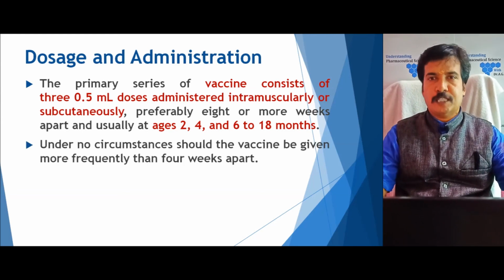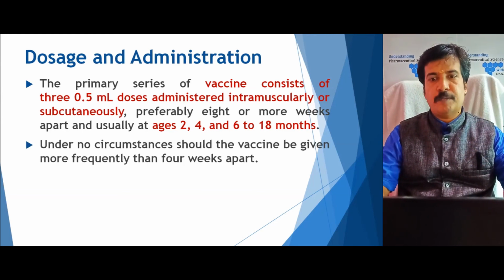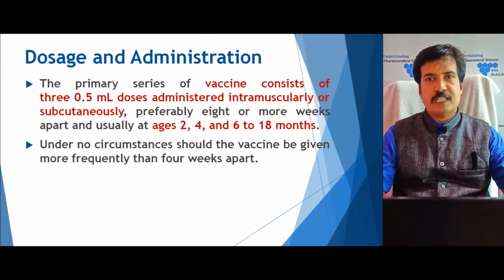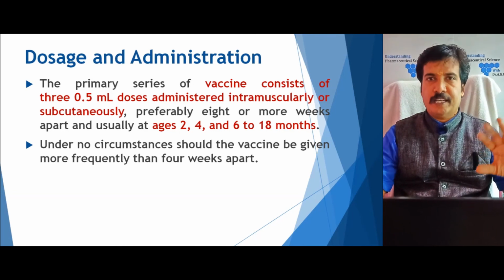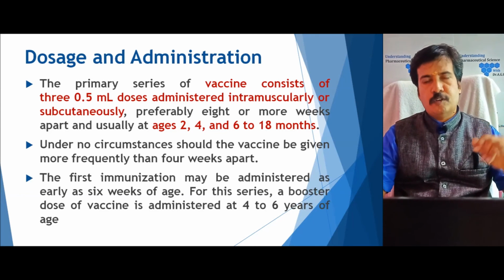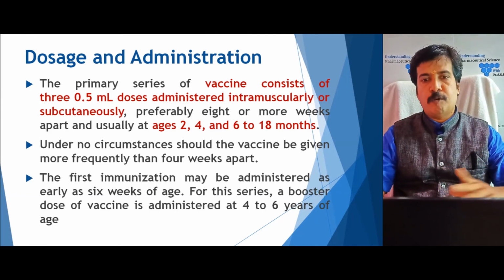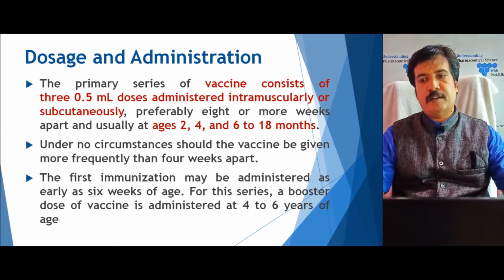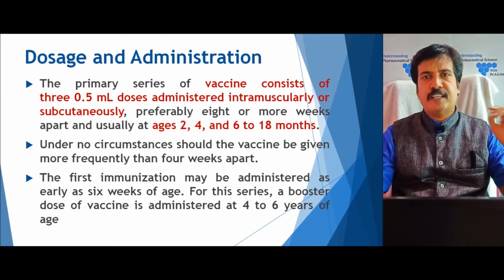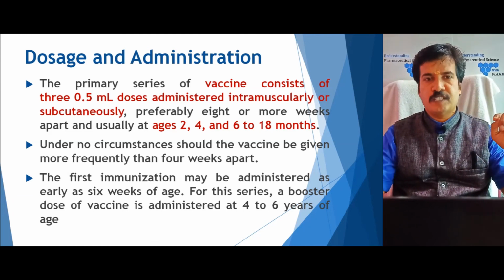In no circumstances should this vaccine be given more frequently. If you give it more frequently, it causes some undesirable reactions. So generally a gap of 4 weeks is needed between 2 vaccinations. Once the first immunization is over within 18 months, the booster dose can be given at different intervals of time up to 4 to 6 years of age. After that there is no need for administration of this vaccine.